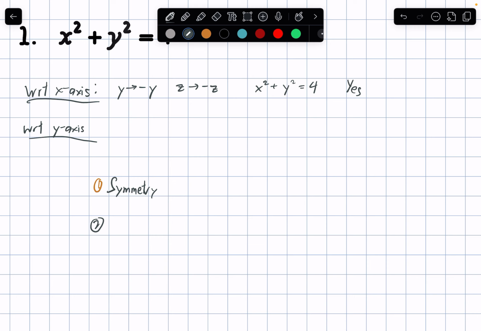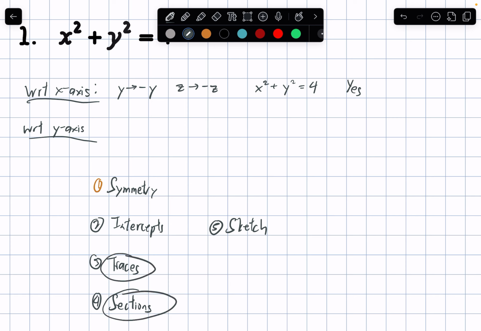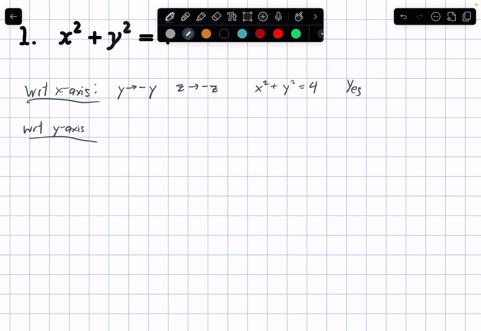After symmetry, what you have to worry about is the intercepts. You have to identify the x, y, and z intercepts. For the third step, you have to draw the traces. Then number 4, you have to draw the sections. And for the last step, you sketch the graph given according to what you've drawn in your sections and traces. You get these because you got the intercepts. Basically, this is the order that you follow. So let's check symmetry first.